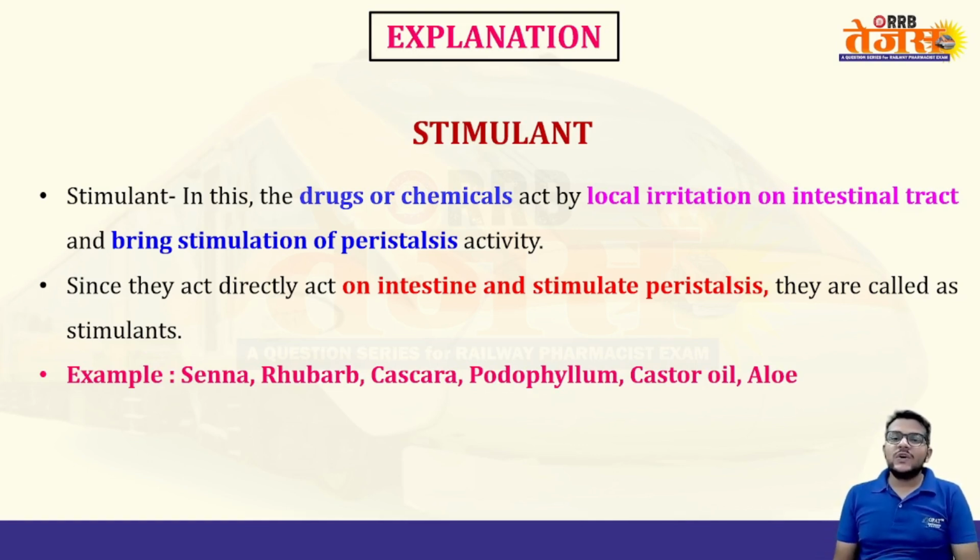And the drugs that act by stimulating purgation are senna, rhubarb, cascara, podophyllum, castor oil, and aloe. Basically, the anthraquinone glycosides are inborn purgatives. You are going to read in the glycosides chapter of your pharmacognosy that anthraquinone glycosides are inborn purgatives. Anthraquinone glycosides include rhubarb, aloe, cascara, and senna. Got it? Castor oil and podophyllum also act as stimulant laxatives.